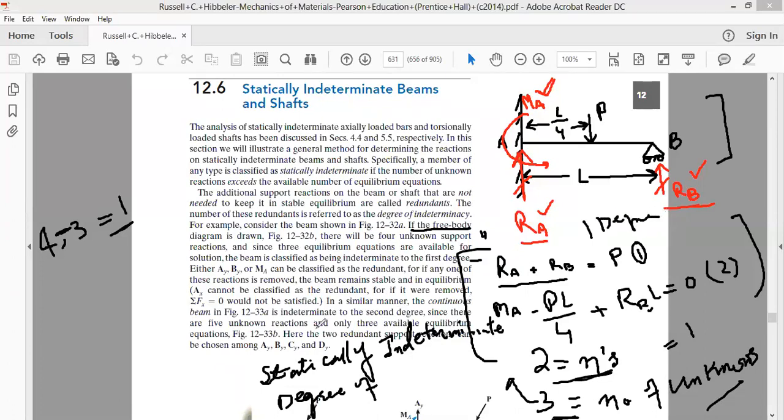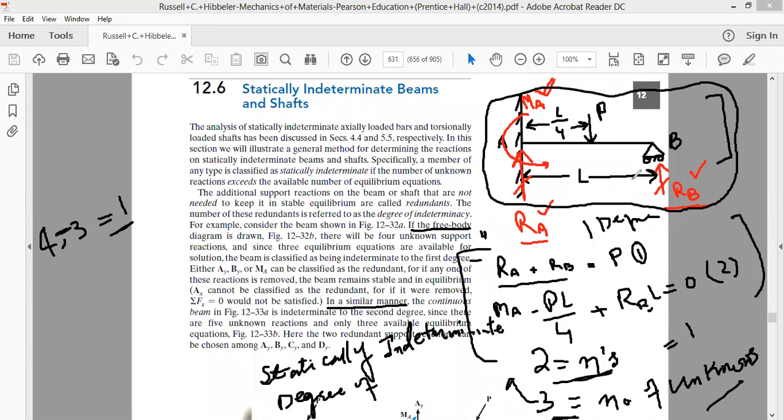In the same way, we have other types of beams. In similar manner, the continuous beam is indeterminate to second degree, since there are 5 unknown reactions and only 3 available equilibrium equations. First I'll conclude that in this type of cantilever beam, the number of unknowns is 3, while the number of equations is 2. 3 minus 2 is 1. We say this is statical indeterminacy of degree 1.